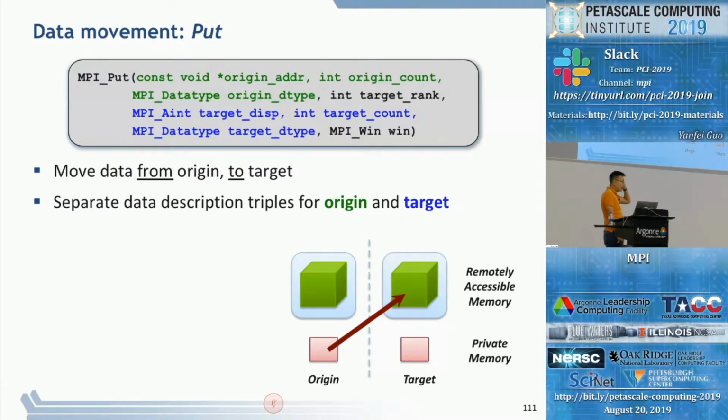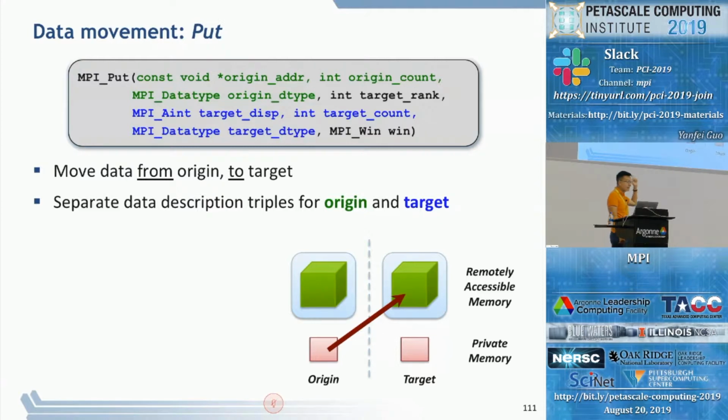There are 2 things I want to talk about. First, on the issuer side, the process that called the MPI put has all the information, right? Where the data comes from and where it will eventually go. That's how it becomes one-sided communication.